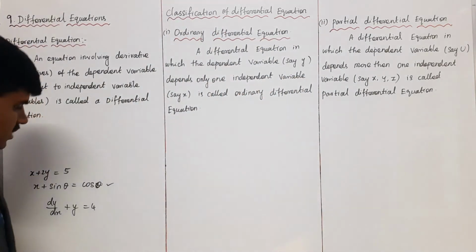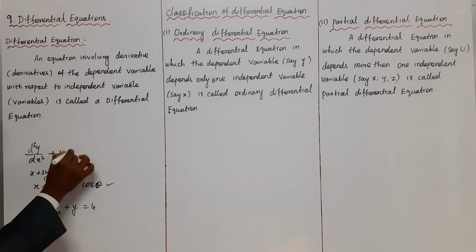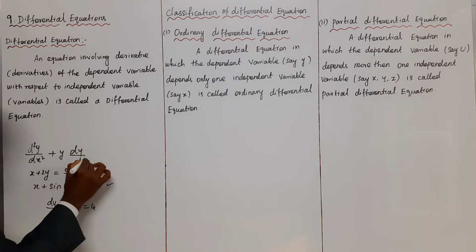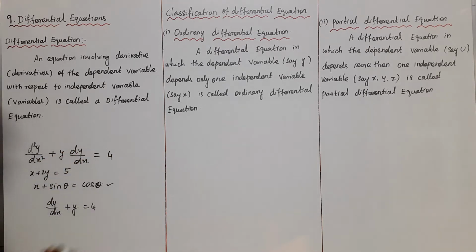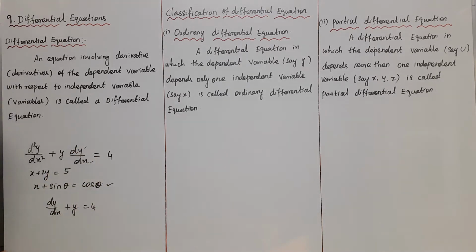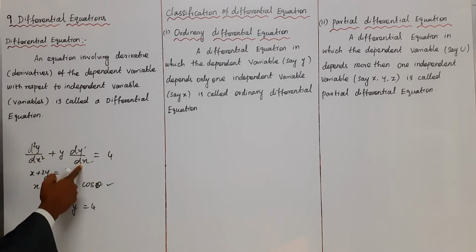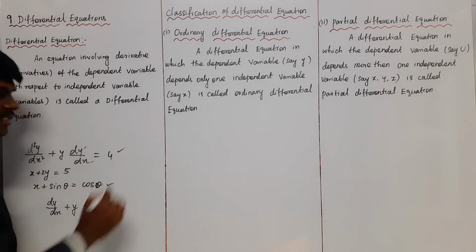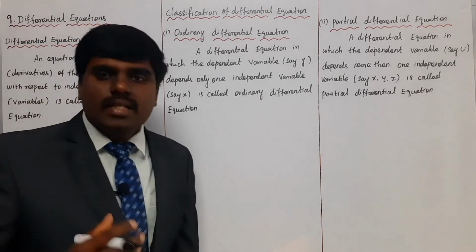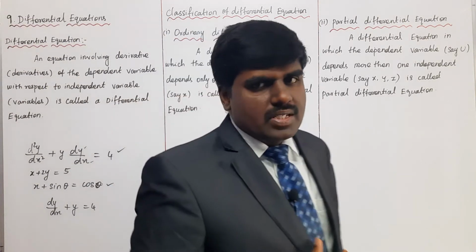Another example: d squared y by dx squared plus y into dy by dx is equal to some constant. Here y is a dependent variable and x is an independent variable. Any equation involving the differential concept is called a differential equation. Next, classification of differential equations.